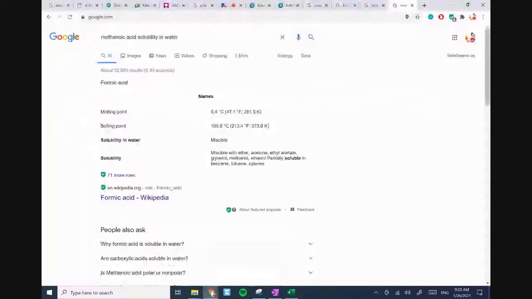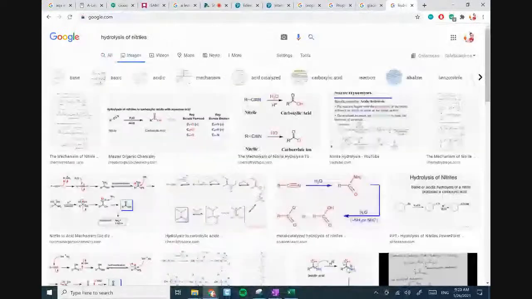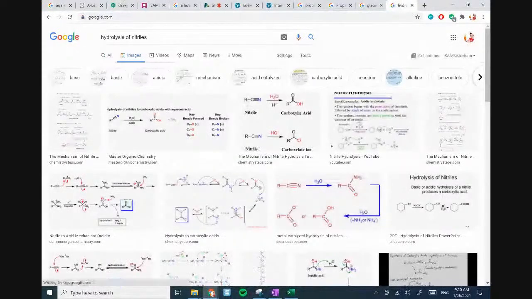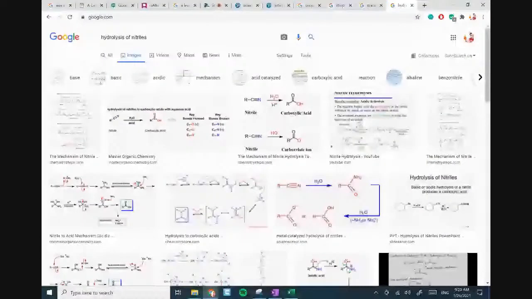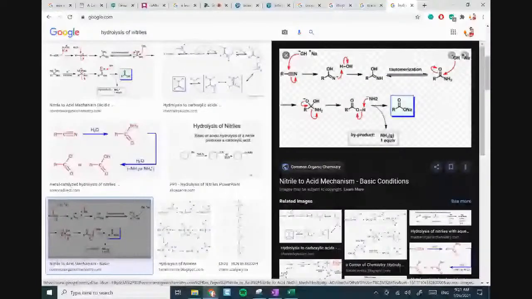Hydrolysis of nitriles. What's the byproduct? No one ever talks about the byproduct. It looks like it forms ammonia. Oh my God, byproduct. It actually does it. And there's the mechanism. Guys, copy this quickly. That's really cool. It's got tautomerism in it. Oh, it actually forms ammonia. That's brilliant.